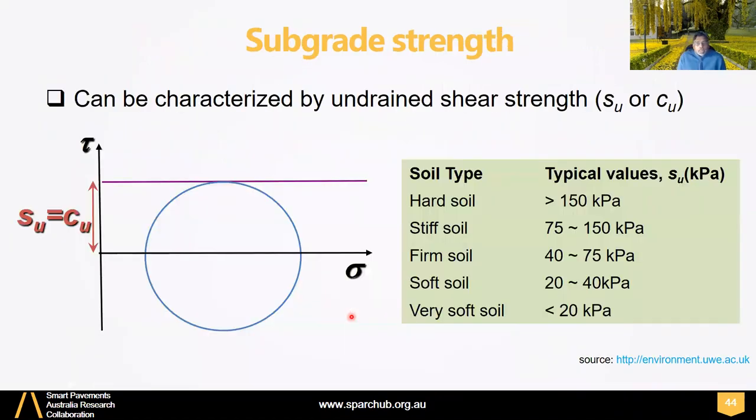For subgrade, it is mostly a clay-like material. Therefore, we will be using undrained shear strength mainly, but it might be characterized by other field characterization methods, such as the DCP, dynamic cone penetrometer, and so on. Some typical values are given here.